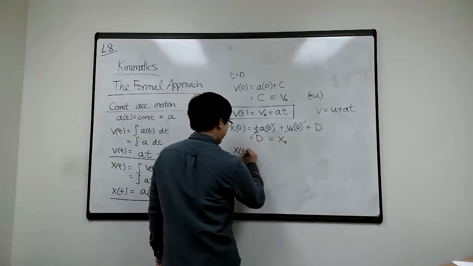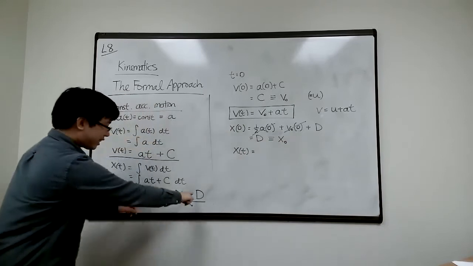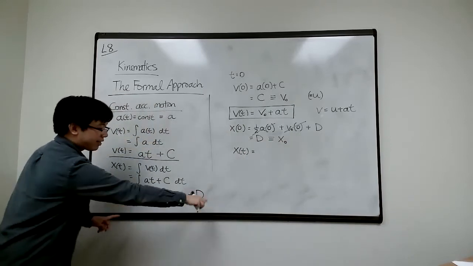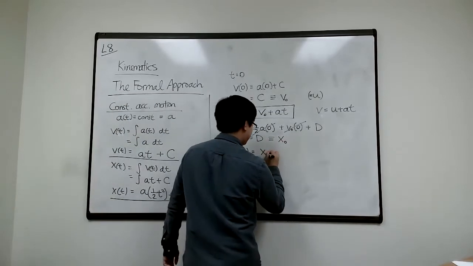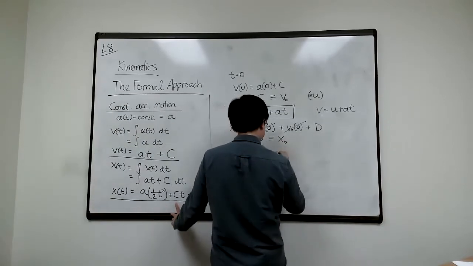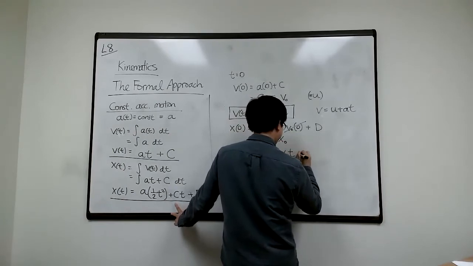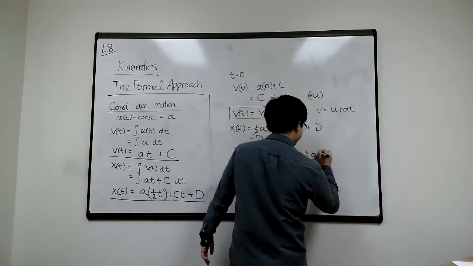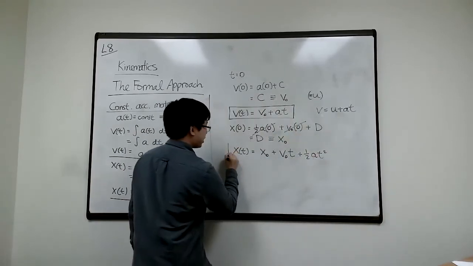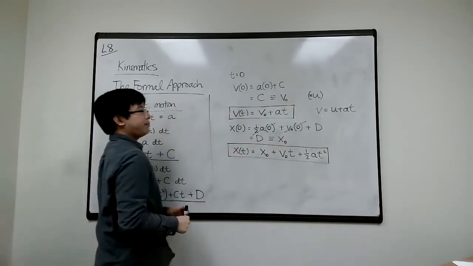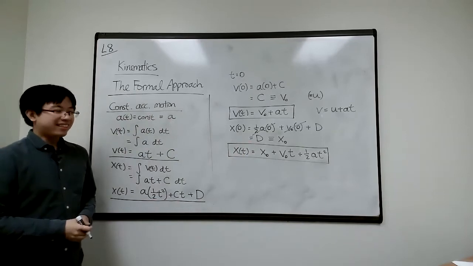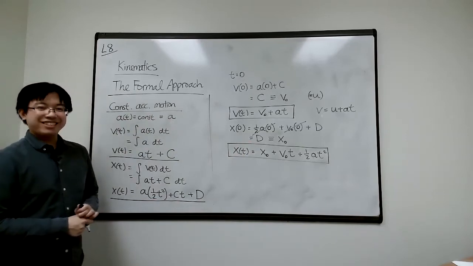So now let's rewrite this, the position function. In fact, let's go from least power to highest power. So I'll start from d, and then t to the power of 1 and t to the power of 2. So I'll start from x naught plus v naught t plus 1/2 a t squared. And this is the position function. Okay?